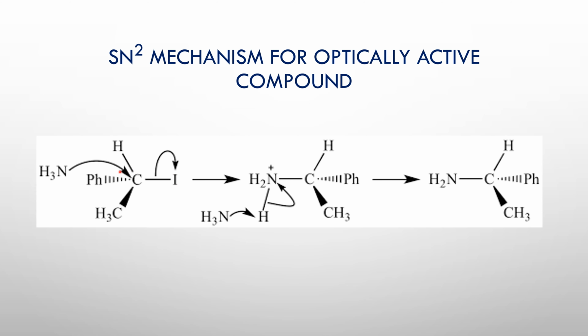Now if the substrate is optically active, then what happens? This is NH3, ammonia. It is the nucleophile molecule. Nitrogen is electron rich, so the lone pair of electrons from nitrogen attacks this carbon atom. So this carbon-iodine bond is broken. Actually, first it is partially broken and then completely broken to form the product. But the reaction being single step, here the transition state is not shown. So we get the product in this way.